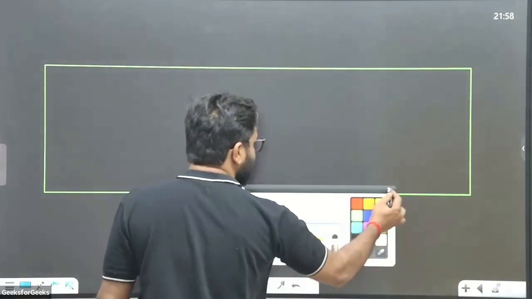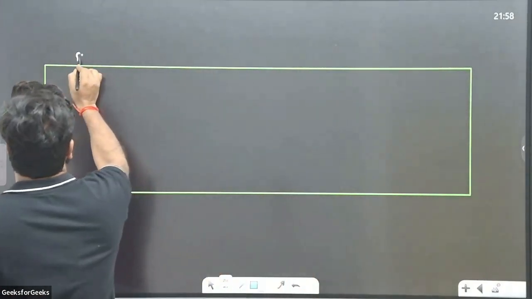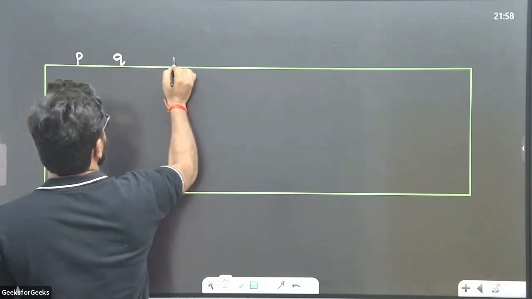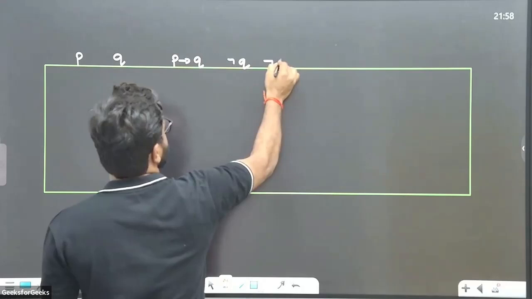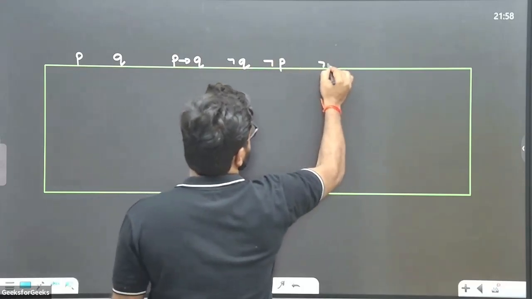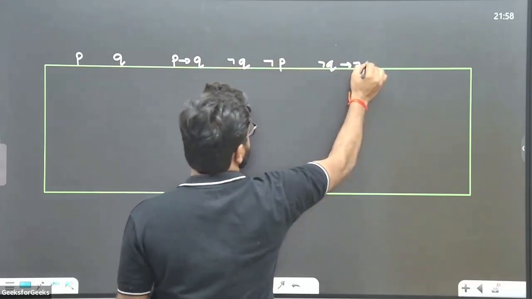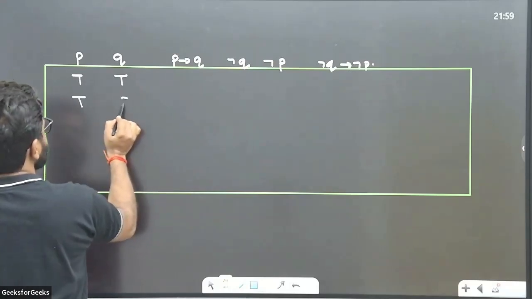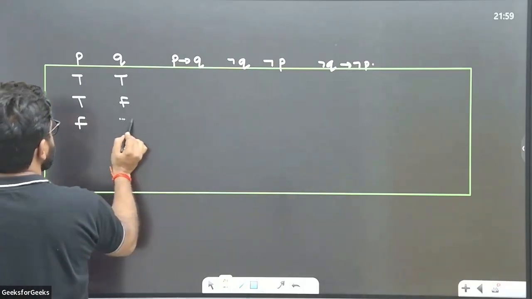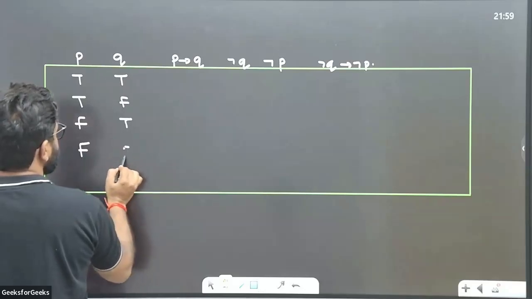Okay, let me do it fast. Here you'll have this P, this is Q, and then this will become P implies Q. This is negation of Q, this is negation of P. And let's consider this is negation of Q implies negation of P. Now here, this is true, this is true, this is true, this is false, this is false, this is true, this is false, this is false.